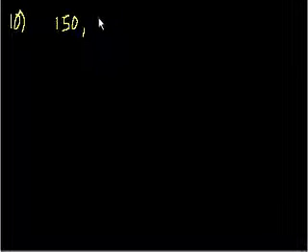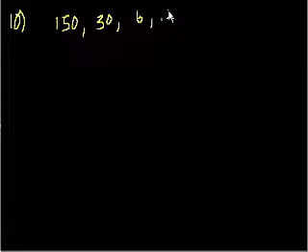Problem 10. Okay, they give us a little sequence here. 150, 30, 6, and it keeps going. In the sequence above, each term after the first term is 1/5 of the preceding term. What is the fifth term of this sequence?